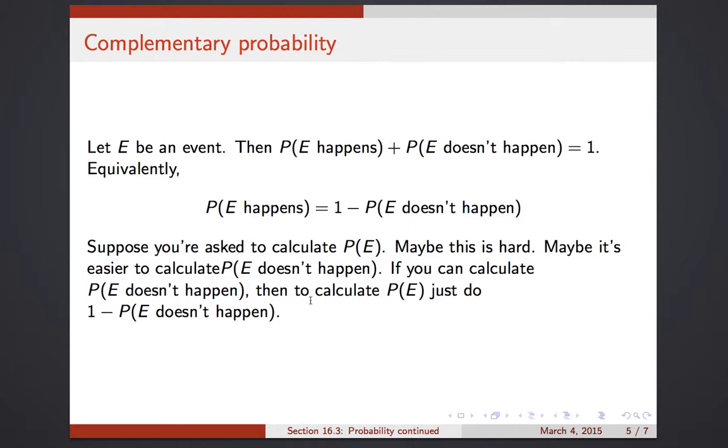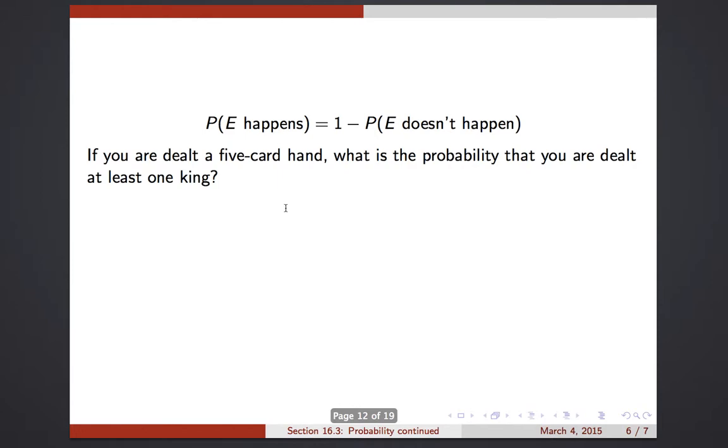Okay, so we're going to do an example in a second, but again, the global picture of what's going on here is you want to calculate the probability of something occurring. Maybe that's difficult. So what you do instead is calculate the probability that this event doesn't happen. If you can get that number, then all you have to do is 1 minus that number, and you will get the probability you are interested in, this guy right here. Okay, so let's look at an example where this happens. So here's the rule again.